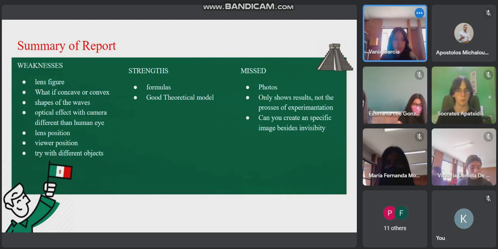Well, we would also like to say that you missed pictures of what you said, because you said that you tried with cameras, but you didn't actually show it. Besides, considering that the camera has a different perception from the human eye. And another thing that is kind of an extra, but we would like to see in the project is, can you create a specific image besides creating invisibility with the lens?